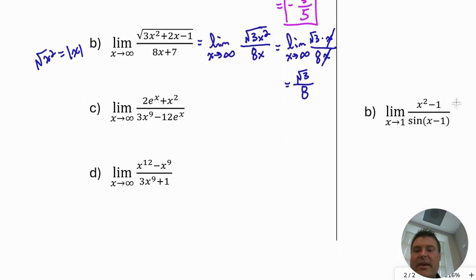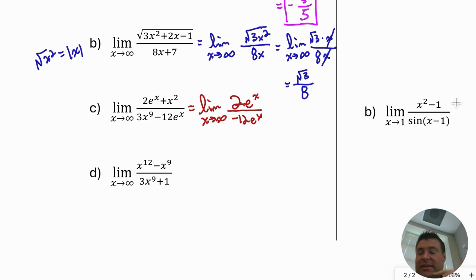Here we go. C, fastest growing term on the top. Now we have an e to the x and we have an x squared. Exponentials are going to grow faster. So on the top we get 2 e to the x. On the bottom, what do we got here? Okay, I see a negative 12 e to the x. Those are the fastest growing terms from the top versus the bottom.